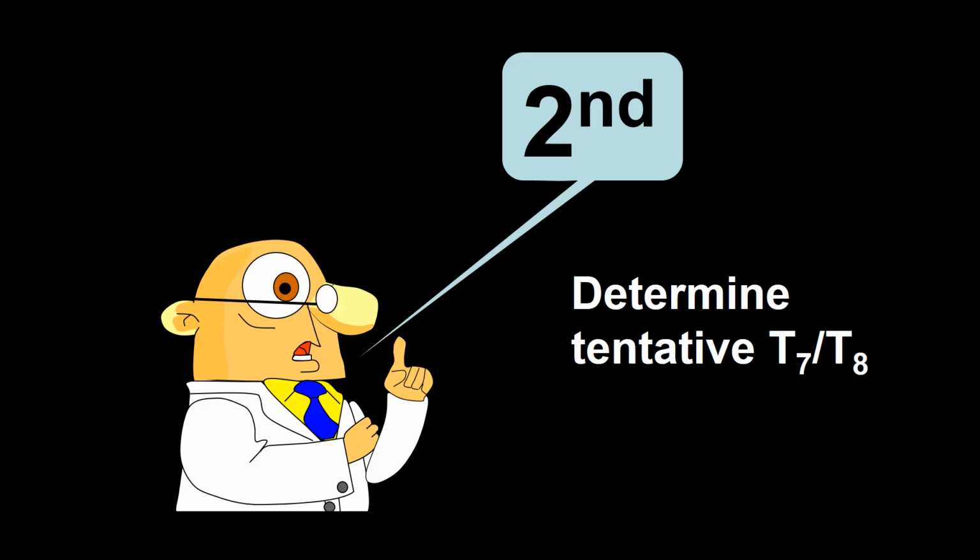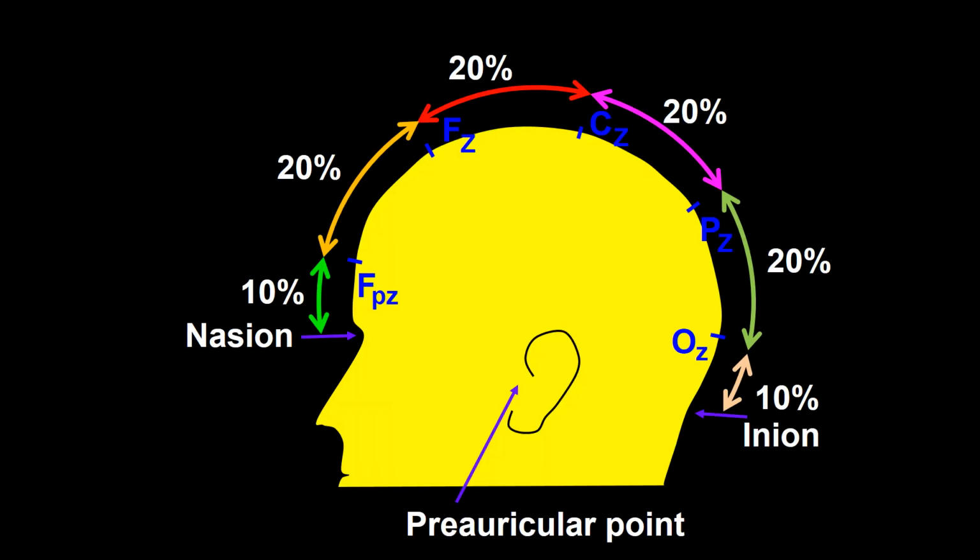The second step I was taught to do is the placement of tentative T7 and T8. In the last frame we ended up with a figure just like this one, which I will introduce again here.